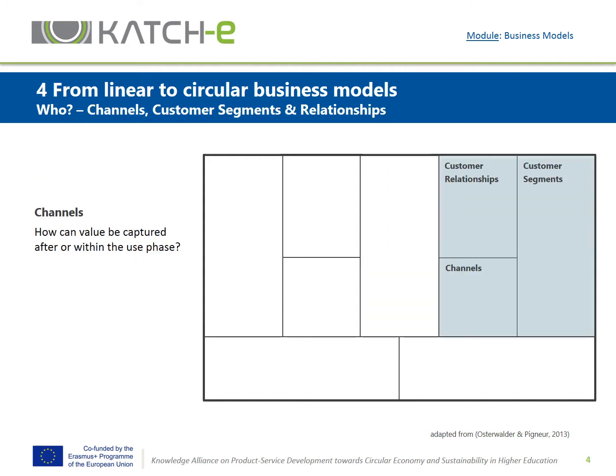The key question to consider on the front-end side of the business model is how value can be captured after or within the use phase. Linear business models are often one-directional, meaning that products are sold to customers without ever coming back. However, many of the top-hill and downhill strategies require loops and therefore also require new channels.